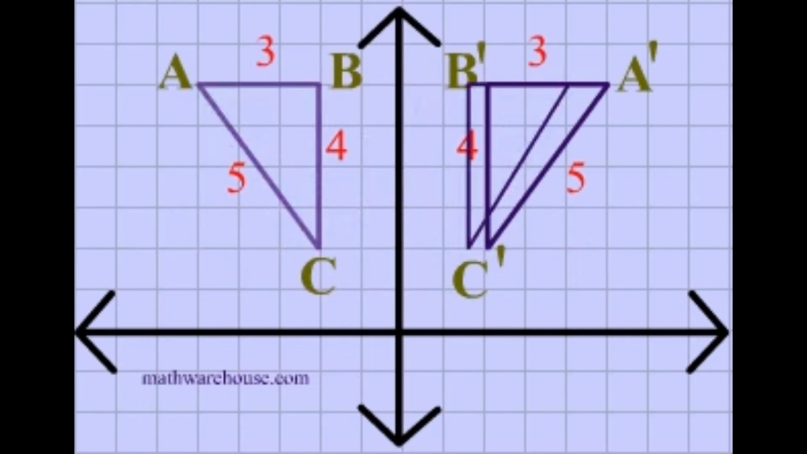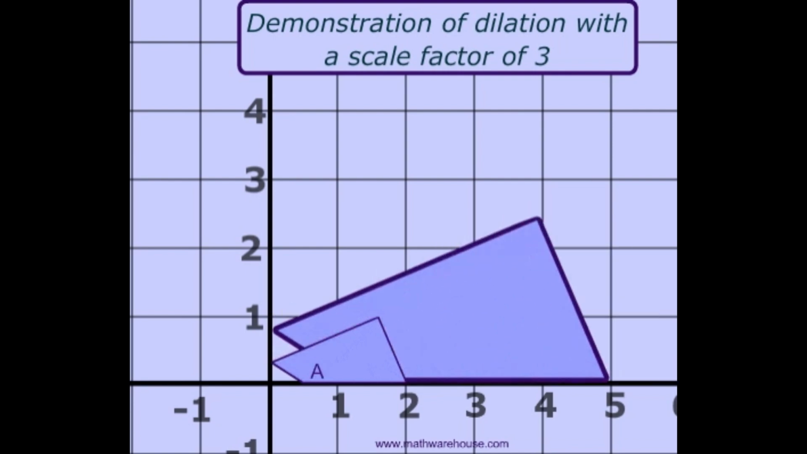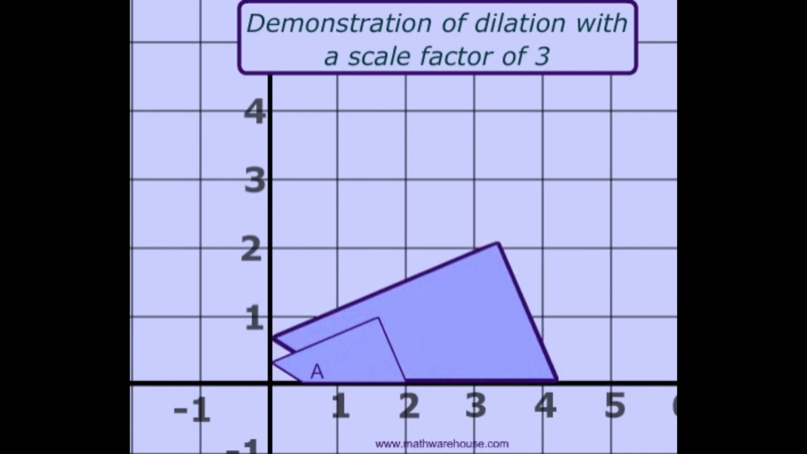The third type of transformation is called reflection. This is when you reflect a shape about a certain line or on a grid, the x or y axis. This last type is called dilation. A dilation is when you resize a shape by a certain scale factor. If the scale factor is greater than 1, the shape will enlarge. If the scale factor is less than 1, the shape will decrease in size.